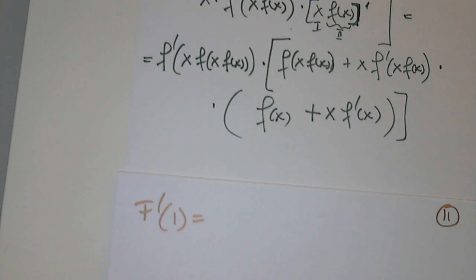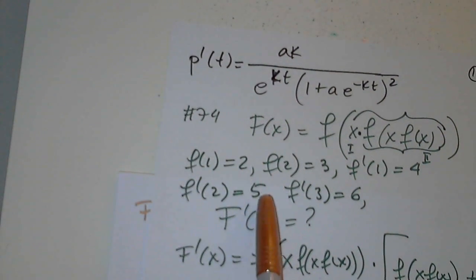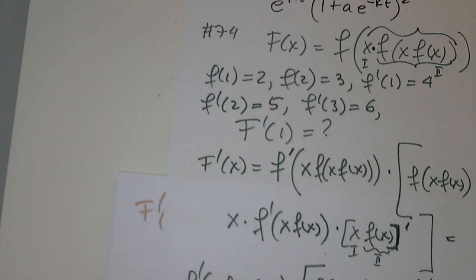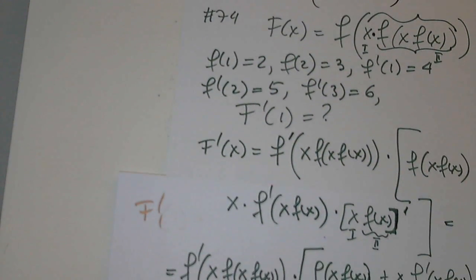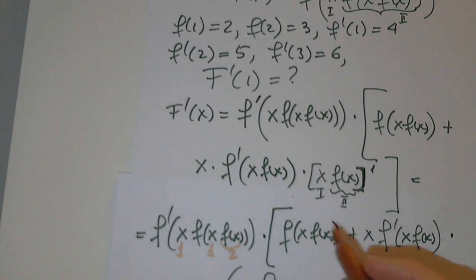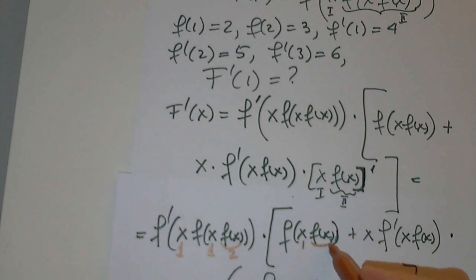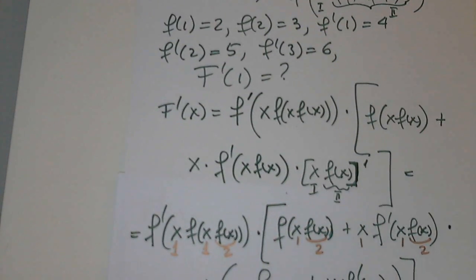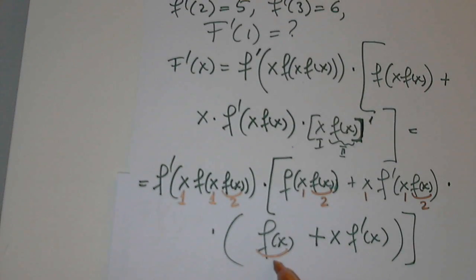So anyway, here's what we have. X is 1. So f and 1 and f of 1. F of 1 is 2. So this is 1. This is 1. This is 2. This is 1. This is 2. This is 1. This is 1. This is 2. This is 2. This is 1. And f prime of 1 is 4.